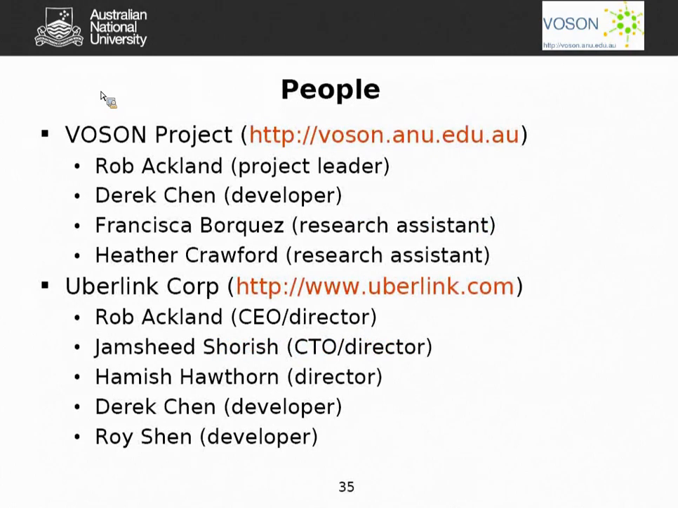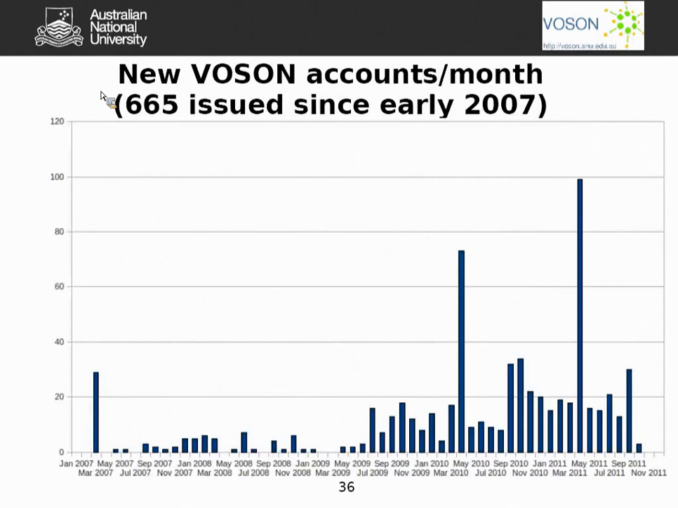And these are the people who are associated with the project currently. I should have a list of other people who've contributed at various points, but that's available on the website if you're interested. So at the ANU, we've got Derek Chen, who's a full-time developer working with me at the moment, and two research assistants who are working part-time. And then in the company, Derek's also involved, and another developer, Roy. And then we've got Jamshed Shorish, who I met through Nosh, actually. Nosh put us in touch, and he's another economist who I've done research with, and he's involved in the company as the CTO.